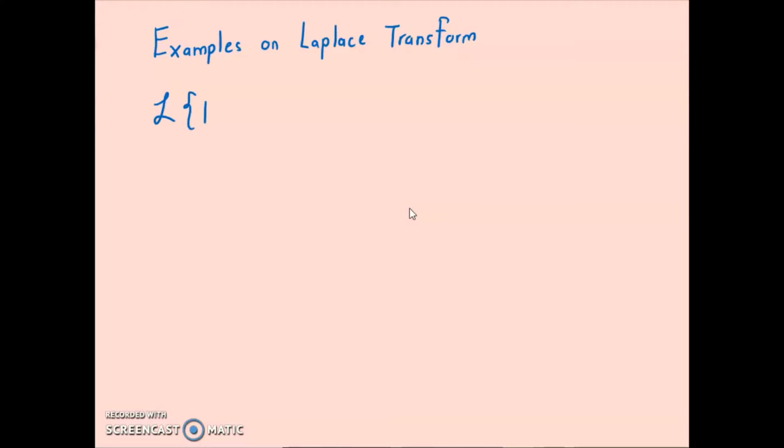The Laplace transform of a function f(t) is given by the integral from 0 to infinity of e^(-st) f(t) dt. Okay, so this is the definition of the Laplace transform. Let's keep this in our mind.